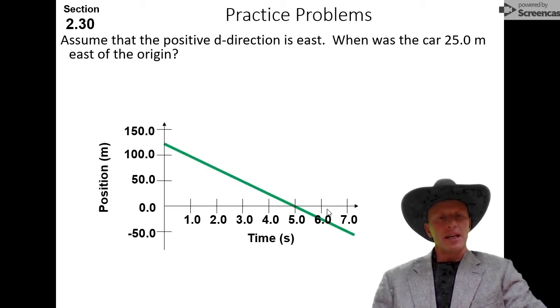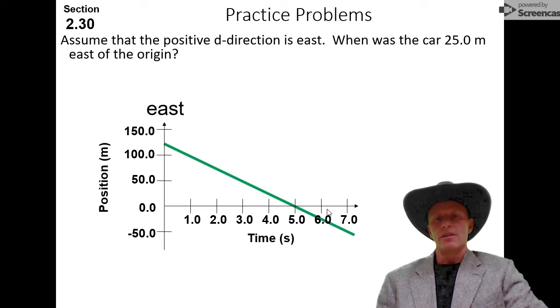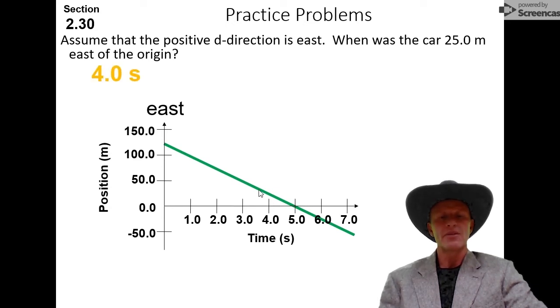So let's assume the positive D direction is east on this one. Oh, there it is, east. When was this car 25 meters east of the origin? Well, if this is east, then this would be the opposite of east, which would be west. So 25 meters east of the origin would be right here. The question said when, so that's a time answer. So we would come straight horizontal over to the graph and drop straight down to give our answer.